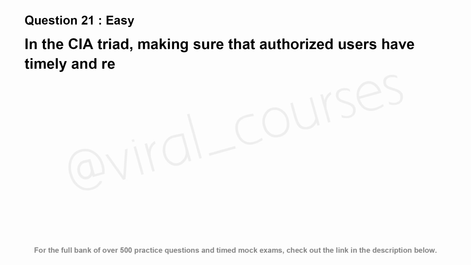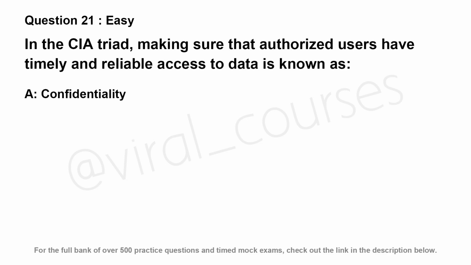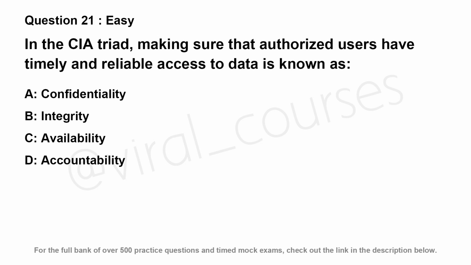In the CIA Triad, making sure that authorized users have timely and reliable access to data is known as Option A, confidentiality. Option B, integrity. Option C, availability. Option D, accountability.